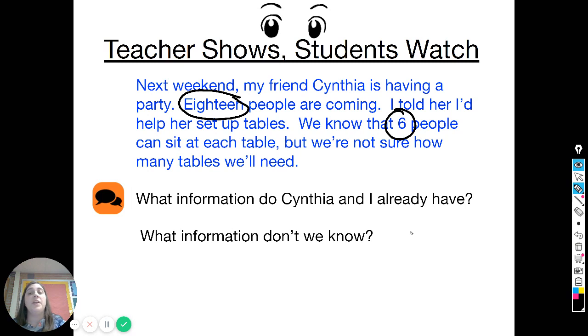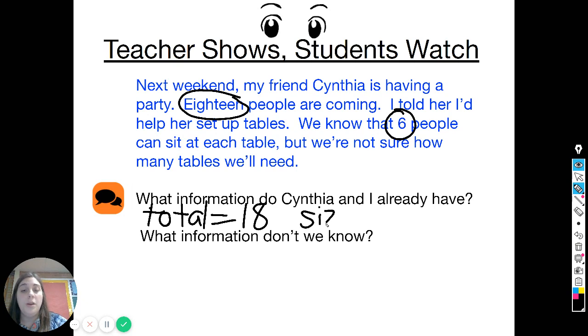Well, we do know that there are 18 people. 18 is our big number, and we know in division our big number is our total. So we know that the total of people equals 18. We know that 6 people can sit at each table. So if each table is its own group, we know that the size of the group, or the number of people at each table, is 6.